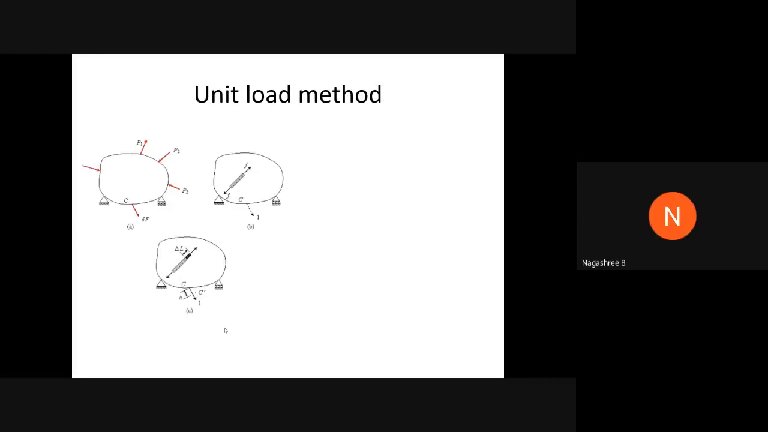So coming on to the next very important method, which is called the unit load method. Here, in this method, this is a principle used in order to apply the energy conservation method. Here I have considered a structure which is shown in the first sketch, and it is subjected to force P, and it is also required to find the displacement at point C.